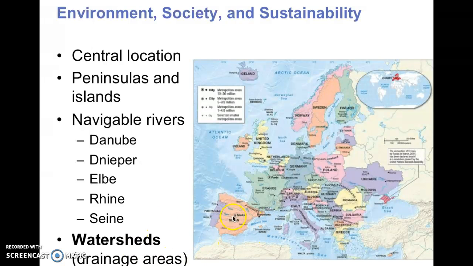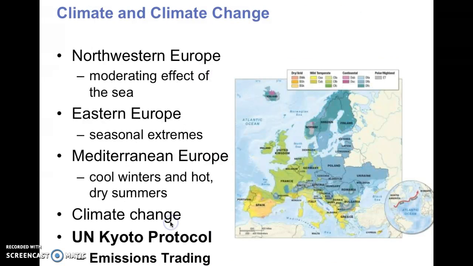Watersheds, large drainage areas. It's a well-drained continent. So it's very good because there's lots and lots of rivers. We just named some of the large ones, but there's lots of small rivers.